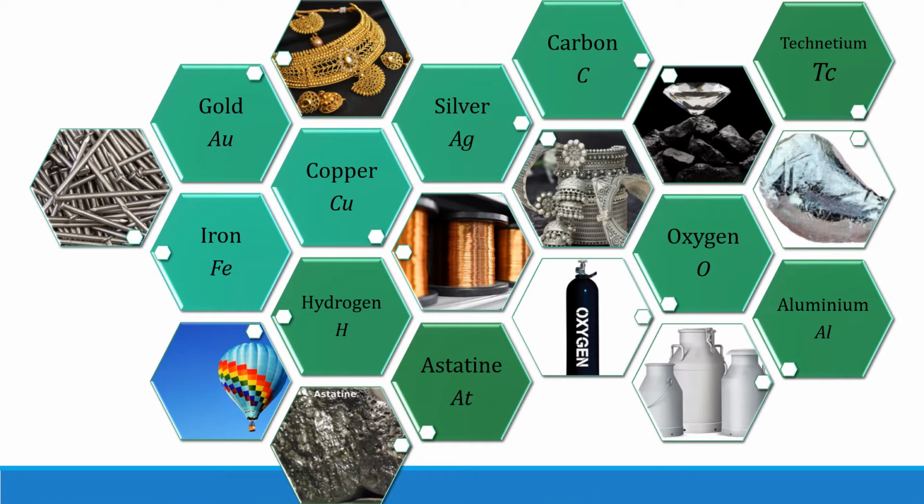Let's look into some elements we use in our daily lives. Gold, represented with the symbol Au, and silver, represented with the symbol Ag, are the most common elements used in jewelry. Copper with symbol Cu and aluminum with symbol Al are mainly used in the making of electrical cables and cooking utensils. Iron with symbol Fe is used in the making of construction materials, cast iron pans and iron nails. Carbon, oxygen and hydrogen are the three most primary elements that all living things are made of. Astatine with symbol At and technetium with symbol Tc are man-made elements since they occur in very trace quantities on Earth.